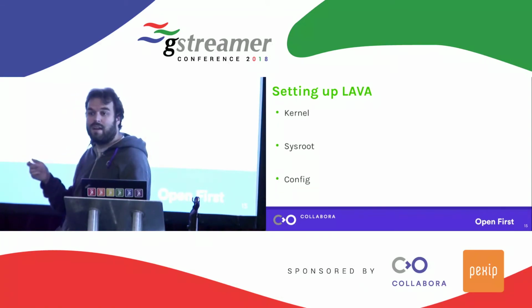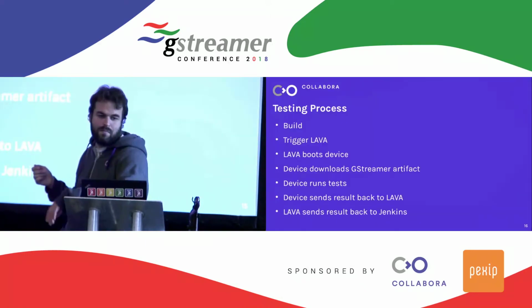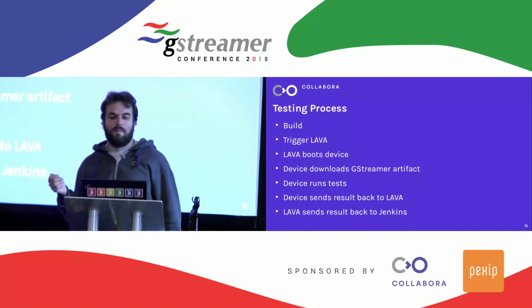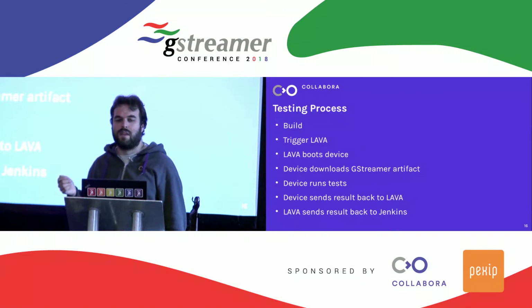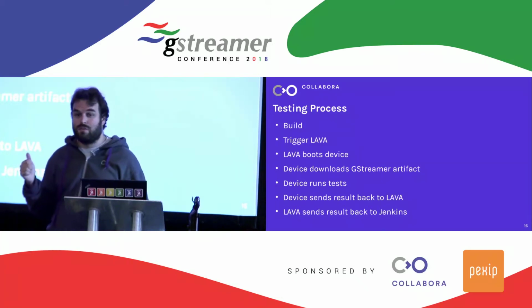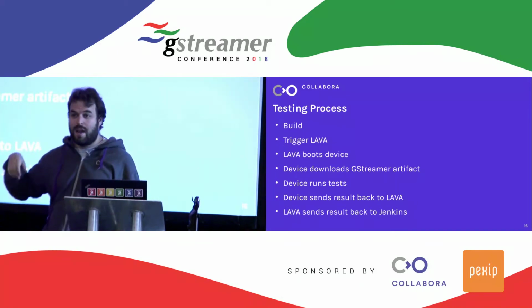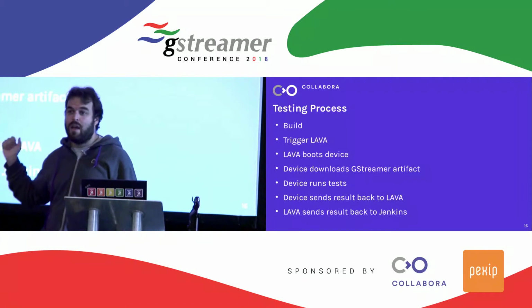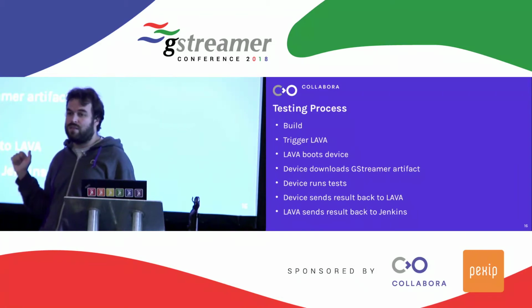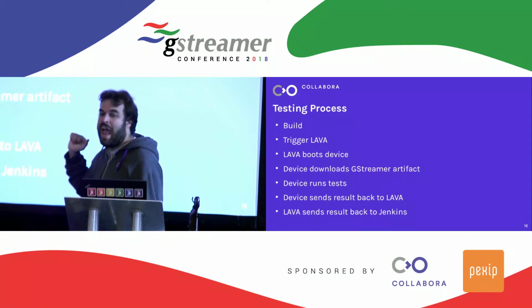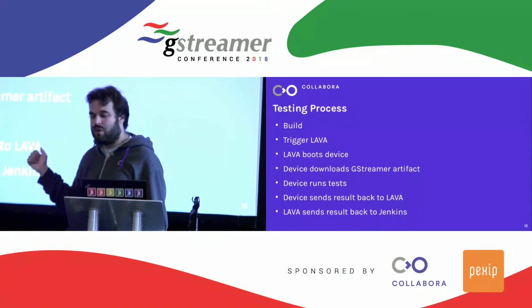Steps here would be like running gst-validate, for example. So what is our testing process? The way our process works is that first we build. And we're using Jenkins to build. But right now we haven't done it using the GStreamer Jenkins because we're using Docker, and the GStreamer Jenkins doesn't use Docker.